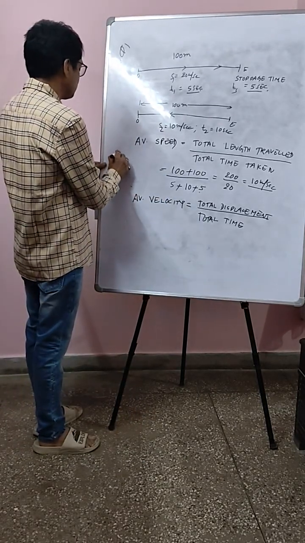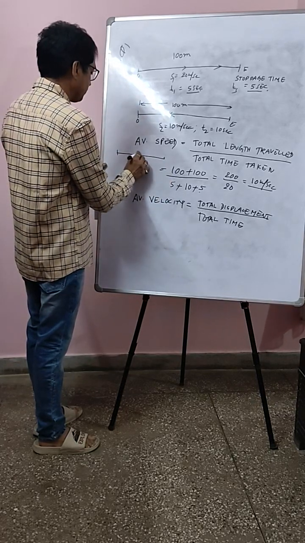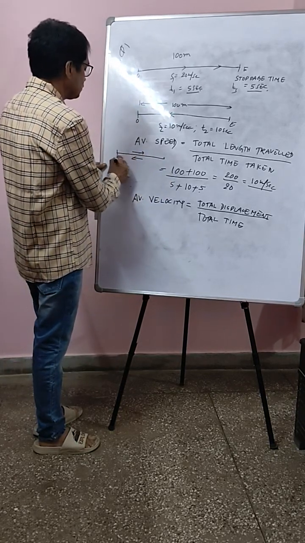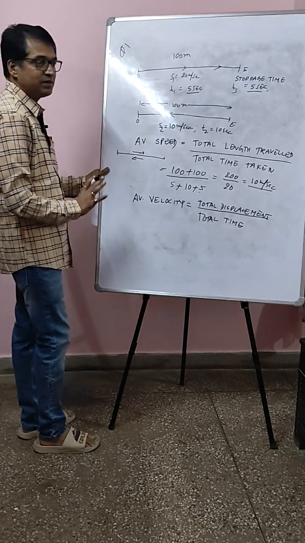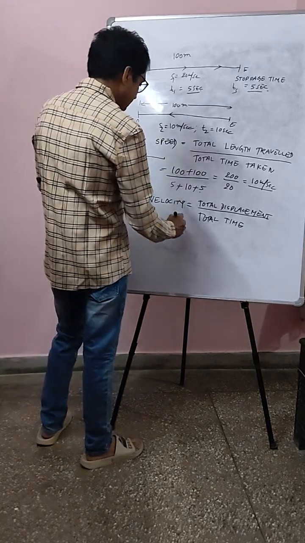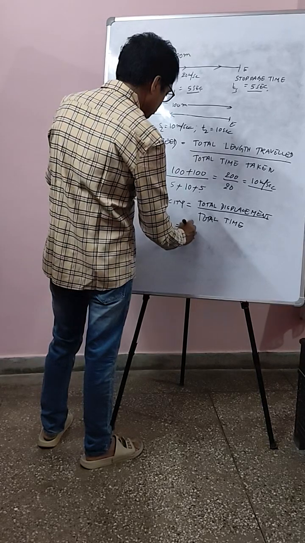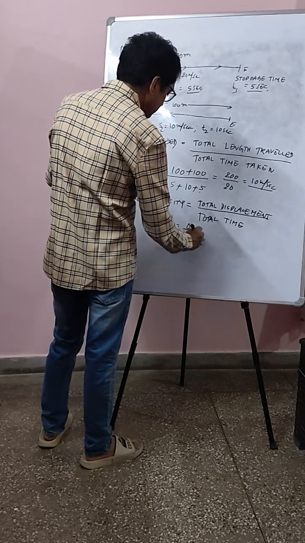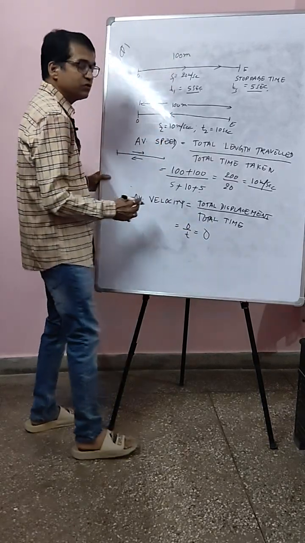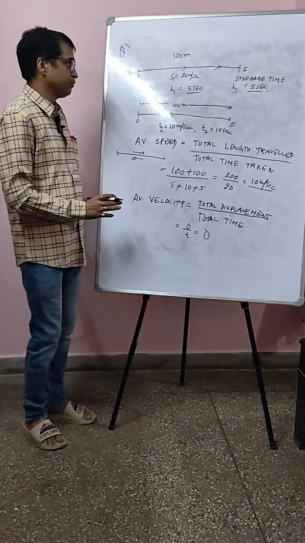So what he does is he goes from there like this and comes back. So overall, what is the total displacement? The total displacement is 0. So total displacement is 0, equal to 0 upon whatever value of t you put. So average velocity in this case is 0.